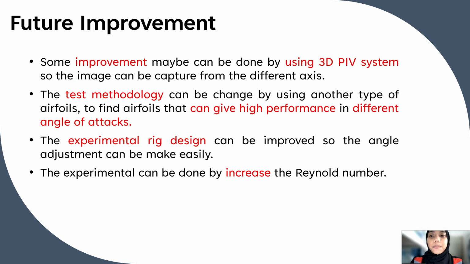Before I end my presentation, I would like to suggest some future improvements for this study to get a better result. Some improvement may be done by using a 3D PIV system so the image can be captured from different axes. The next one is that the test methodology can be changed by using another type of airfoils, to find airfoils that can give high performance at different angles of attack. The next one is that the experimental rig design can be improved so the angle adjustment can be made easily. Last but not least, the experiment can be done by increasing the Reynolds number.